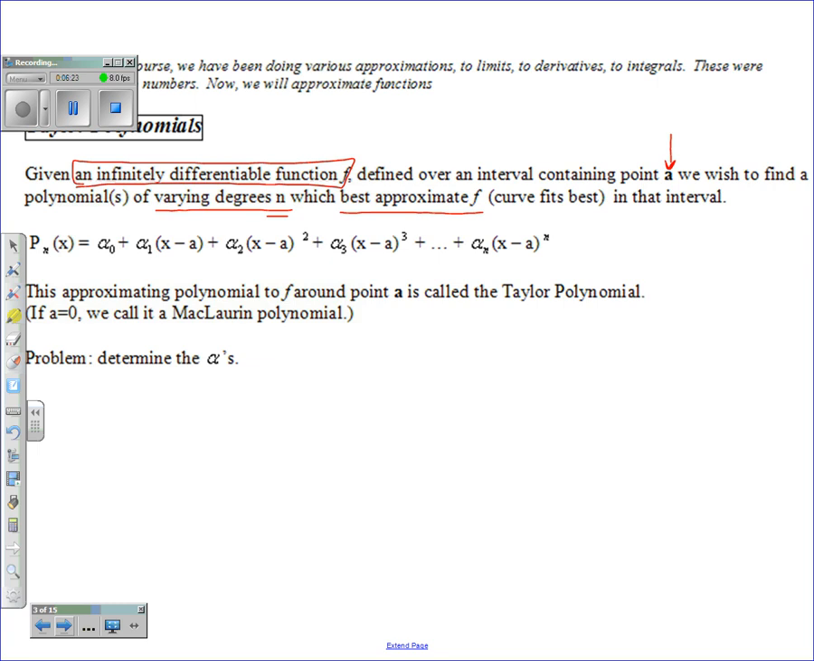So here's what the polynomial will look like. This is alpha sub 0. That's your constant term. Plus alpha sub 1 times x minus a. That's your x term. So this is the linear term.